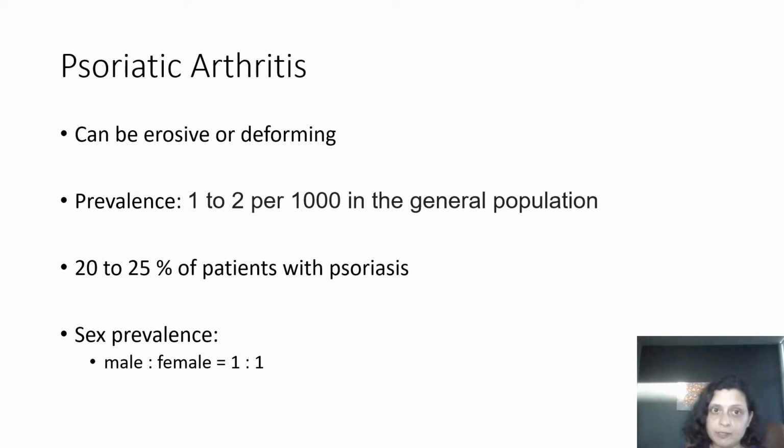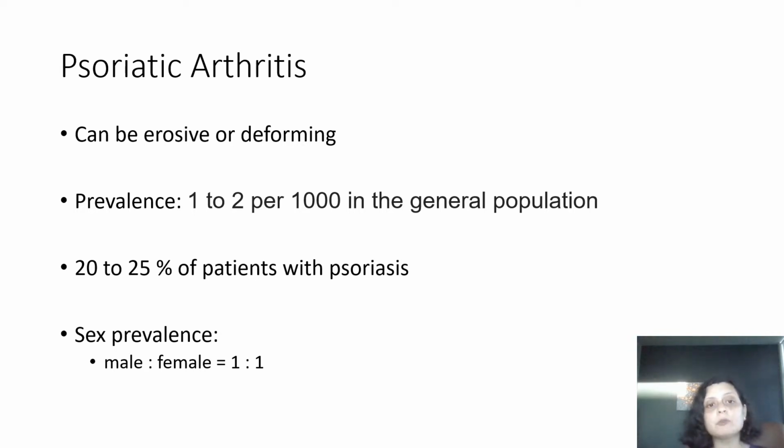The term arthritis is given because it is an inflammatory arthritis. That means a person will have inflammation in their joints. So there is swelling, there could be redness, there is warmth if you touch the joint, and so on and so forth. Psoriatic arthritis can be pretty destructive, erosive, or deforming in the later stages.